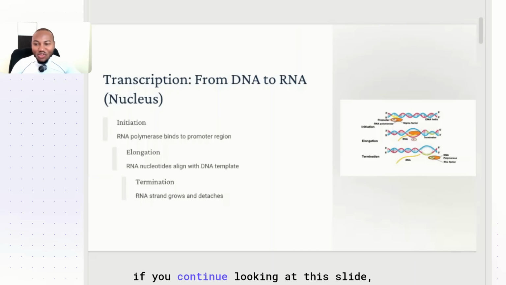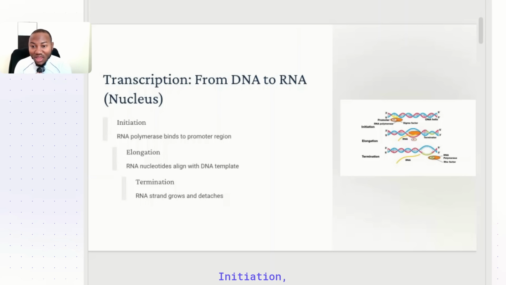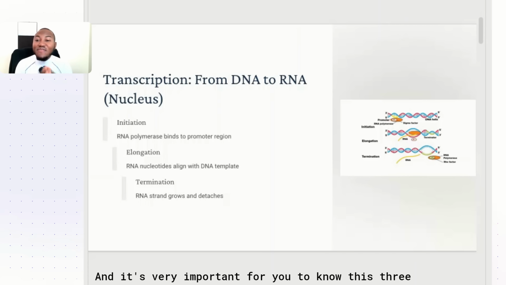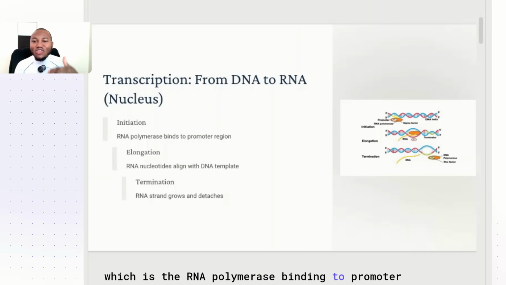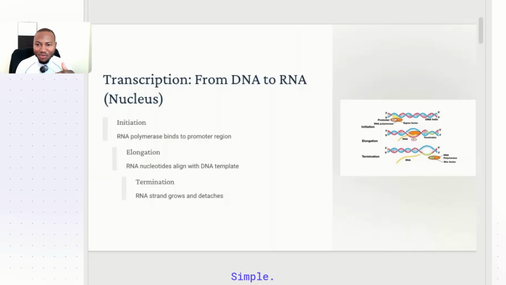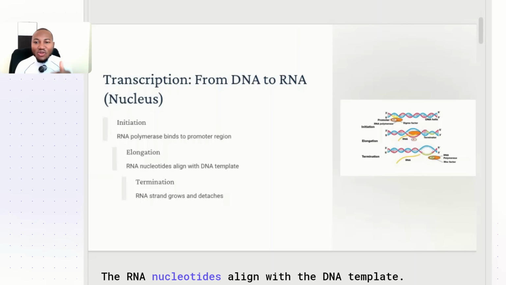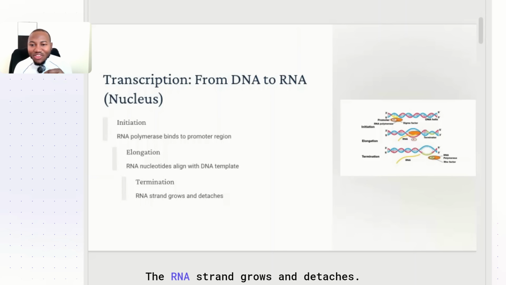Now, if you continue looking at the slide, you see that transcription has initiation, elongation, and termination. It's very important for you to know these three stages. When you're talking about transcription, which is from DNA to RNA, there's initiation, which is the RNA polymerase binding to the promoter region. Simple. Then elongation, the RNA nucleotides align with the DNA template. Then termination, the RNA strand grows and detaches. That's termination. This is under transcription.